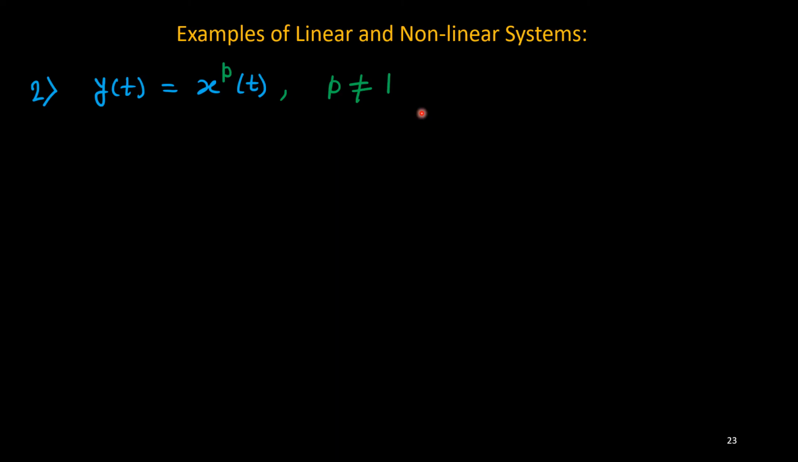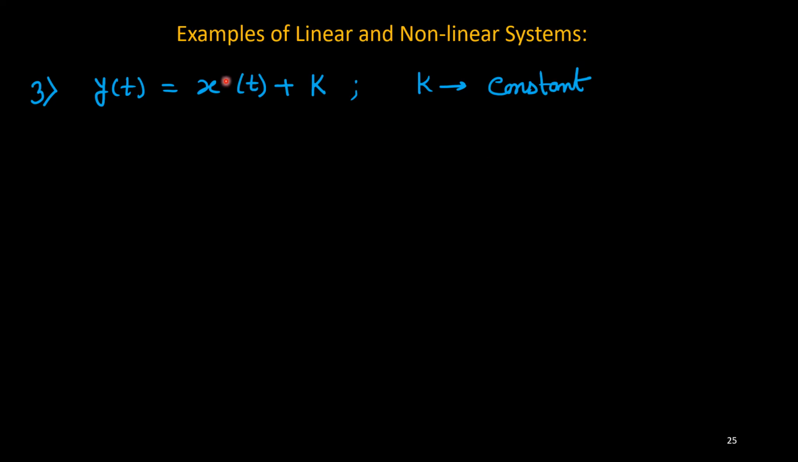non-linear. Okay, so any system of this kind, x to the power p of t, when p is not equal to 1, like x to the power 2t, x to the power half t, x to the power 5t, anything, all such systems are non-linear systems. Okay, this is very easy. So if the power is 1, then only it could be linear, right?